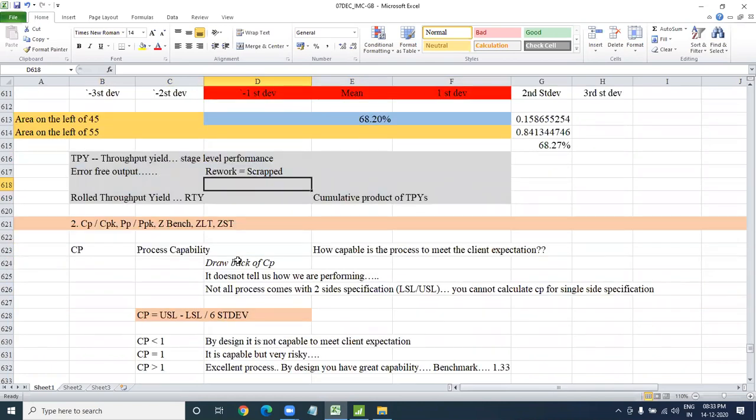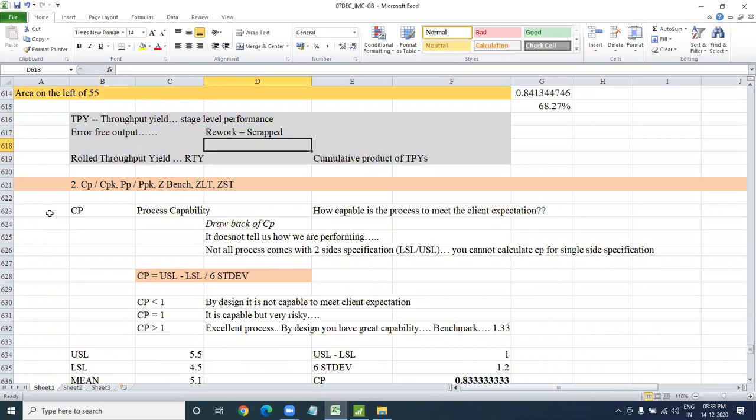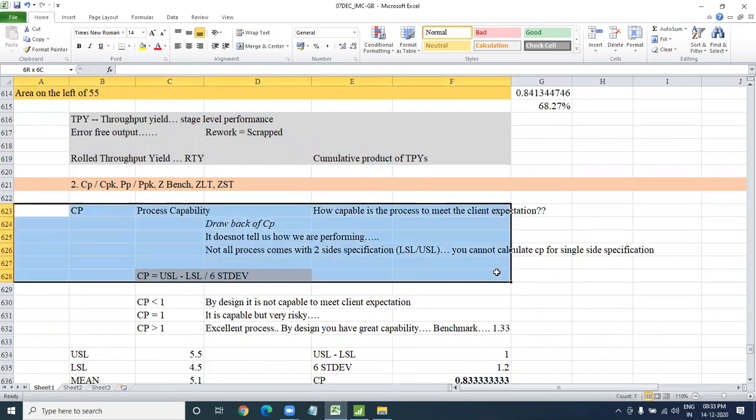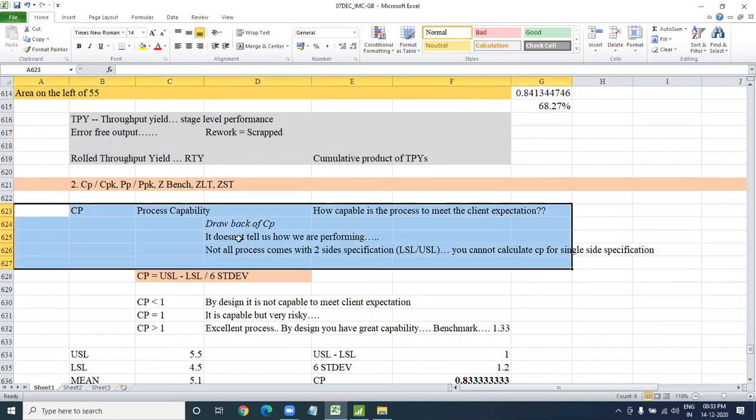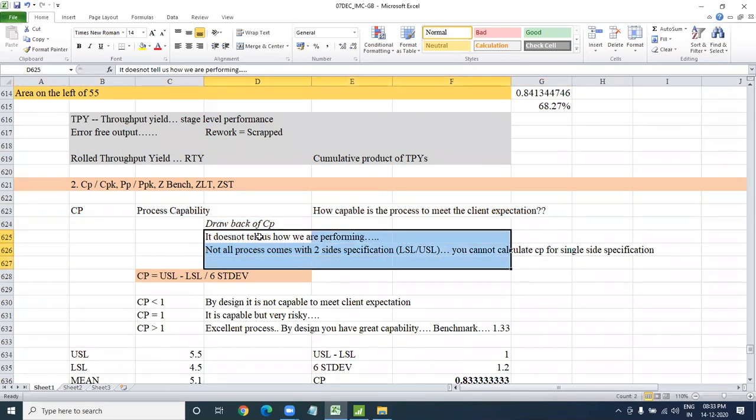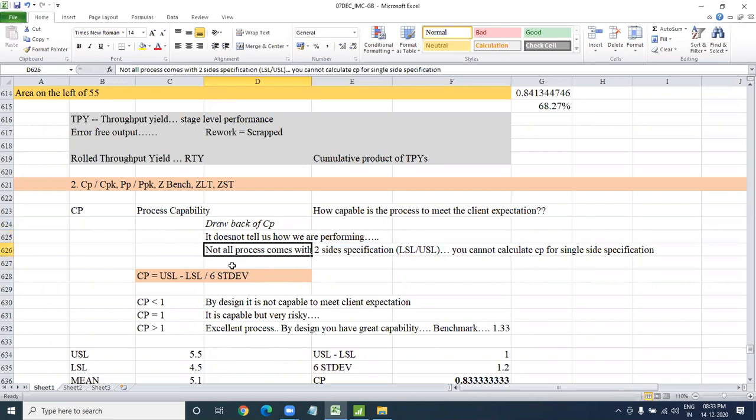Coming to the sigma level calculations, we talked about CP, which is the process capability, but we have two significant drawbacks of CP. It can't tell you how you're performing; it just tells you the capability, how good you can deliver, but it doesn't tell you how you're delivering. Secondly, it's not applicable for all processes because you have to have both side specifications given by the client to calculate CP, the upper limit and lower limit. The formula needs both of them.